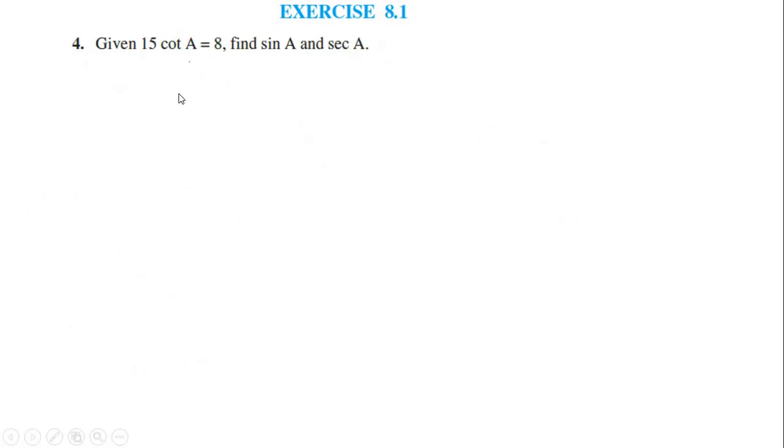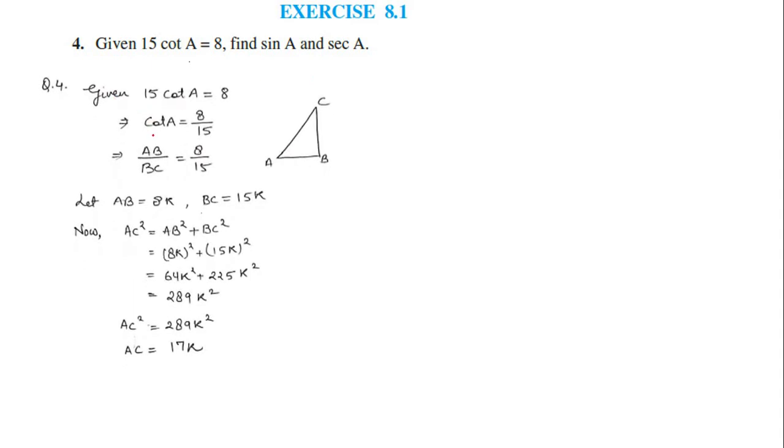Let's discuss another question from the exercise, that is 15 cot A is equal to 8. We need to calculate sin A and sec A. So let's check what we have been given. Cot A is equal to 8 by 15. It means for angle A, AB, the adjacent side, is 8K, and BC, the opposite side, is given as 15K.